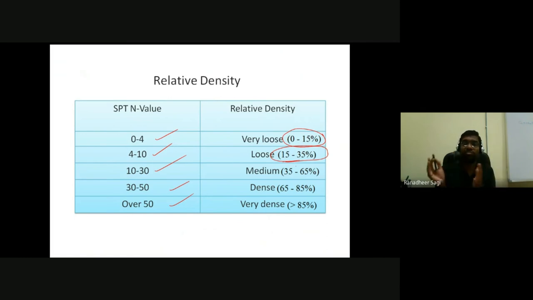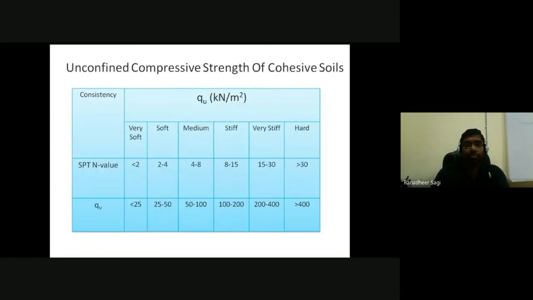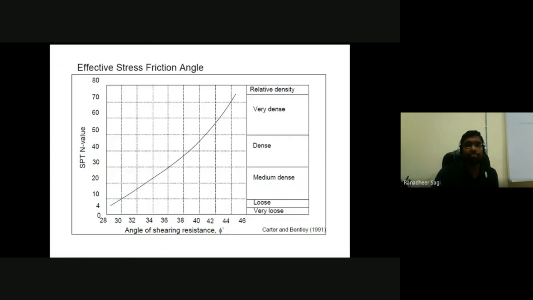So depending on the range of the SPT N value, the relative density of the soil can also be accordingly understood. And likewise, we can also understand the unconfined compressive strength of the soil depending on the SPT N value. If the SPT N value is less than 2, the probable unconfined compressive strength of that cohesive soil could be less than 25 kilopascal. If the SPT N value is between 2 to 4, then the QU value could be between 25 to 50. And likewise, for different SPT N values, you'll have different unconfined compressive strength for that cohesive soil.